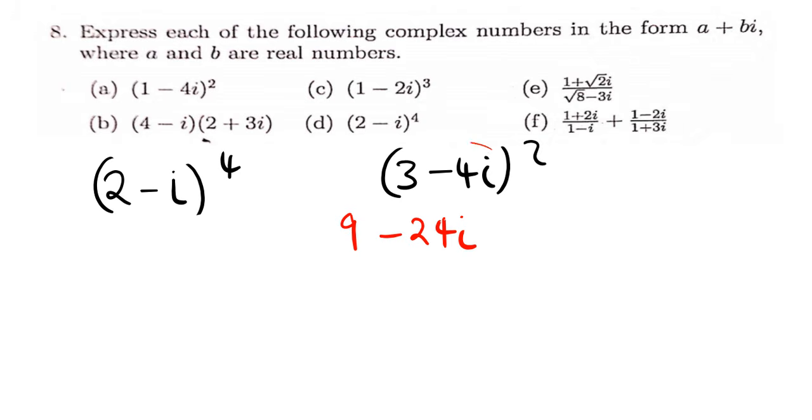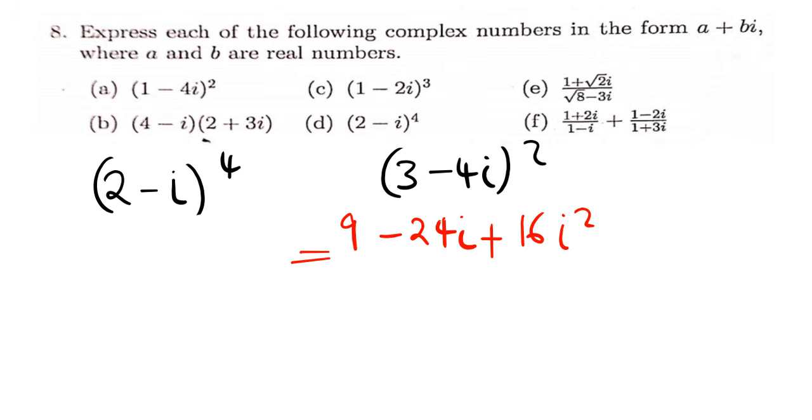Then I square the last part, which is negative 4i. When I square 4, I'm going to have 16. When I square i, I'm going to have i squared there. Oh, actually I've made a mistake. When I square negative 4, I'm going to have positive 16 actually there. So we have to be very careful there.